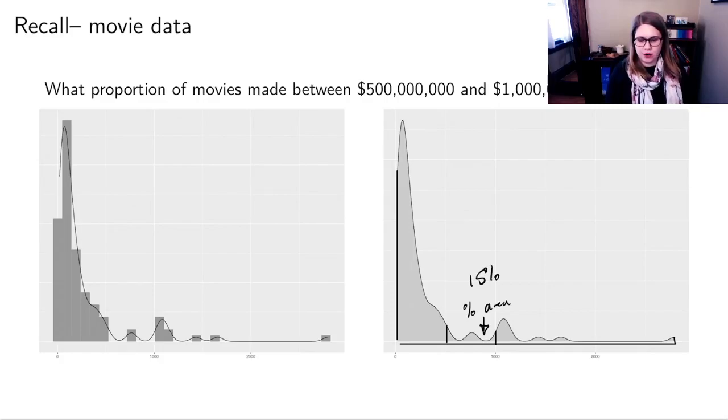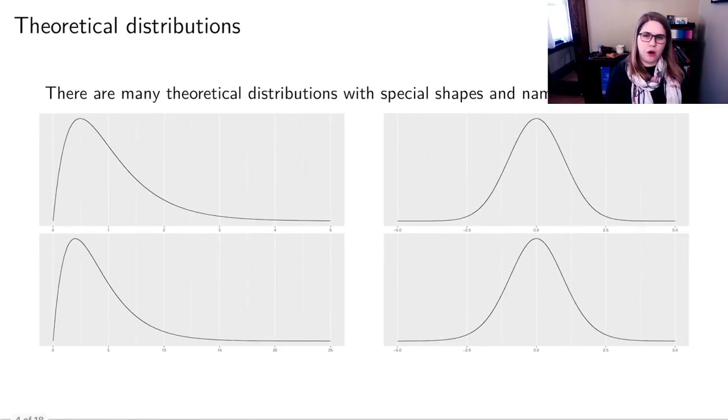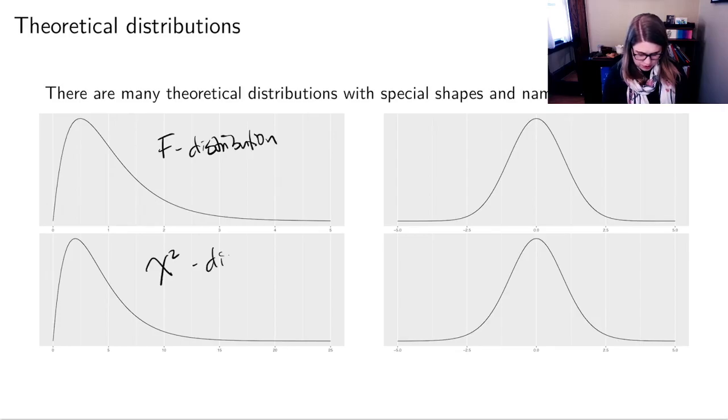So this is a density curve for a real distribution, the distribution of world box office totals. But then there are all these theoretical distributions that mathematicians and statisticians have thought up and have defined very carefully with mathematics. And these distributions have special shapes, and they also have names. So I'm pretty sure that this is the F distribution, and this one is the chi-square distribution. And you can see that both of those distributions are skewed. They're skewed to the right.